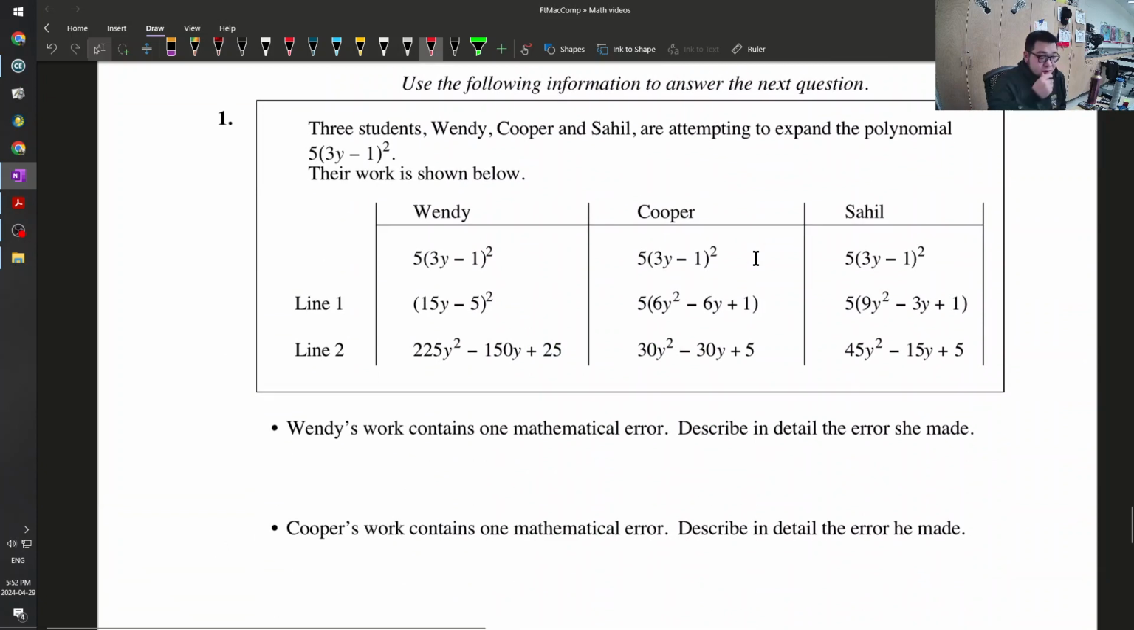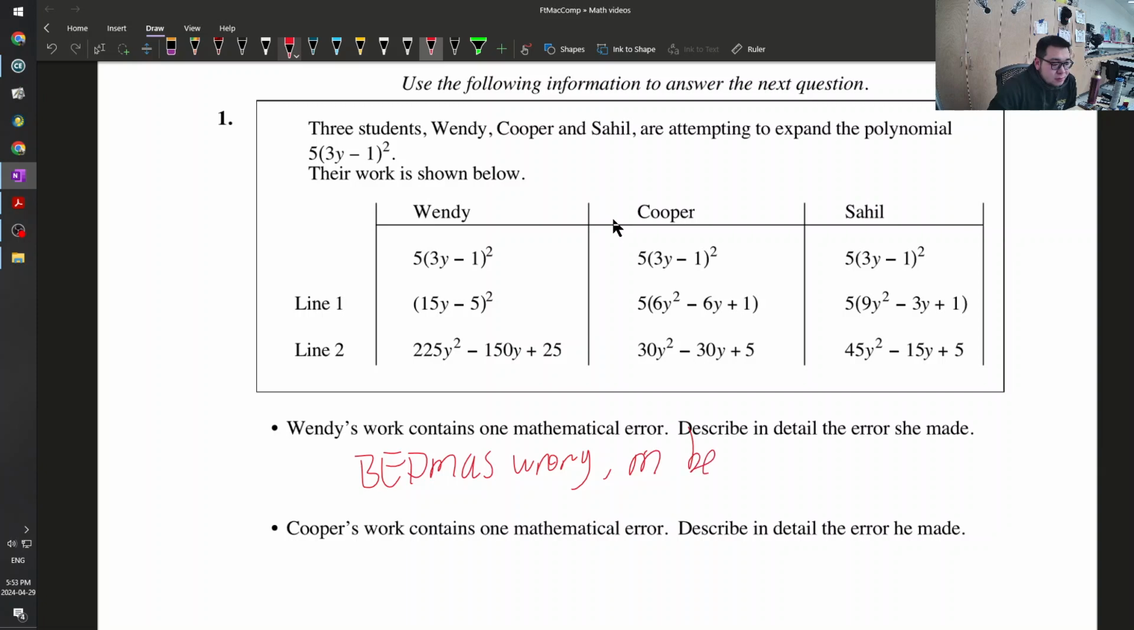Okay, written response. Three students, Wendy, Cooper, and Sahil, are attempting to expand the polynomial 5 times (3y minus 1) squared. Then we had to spot their mistakes. Wendy's work contains one mathematical error. Describe the error she made. So she did the order of operations wrong because she multiplied instead of doing exponents first. Exponents come before multiplication.